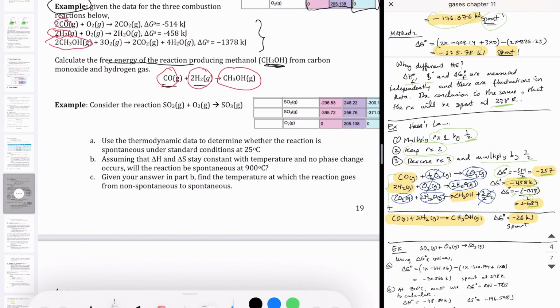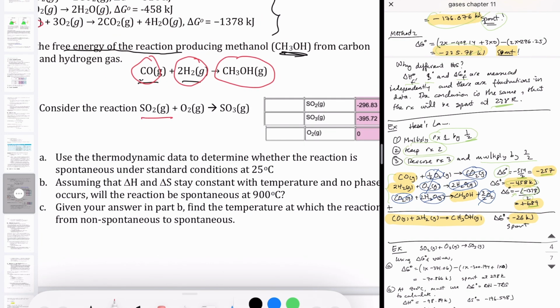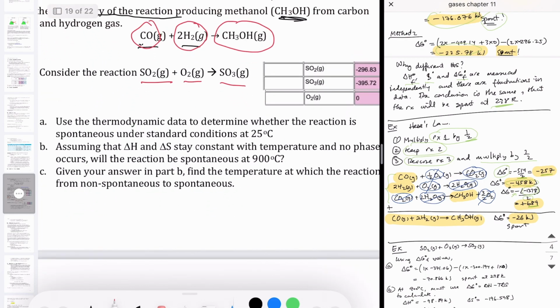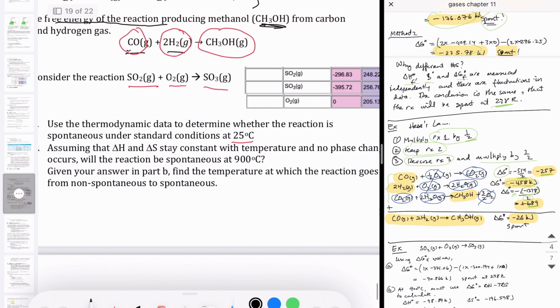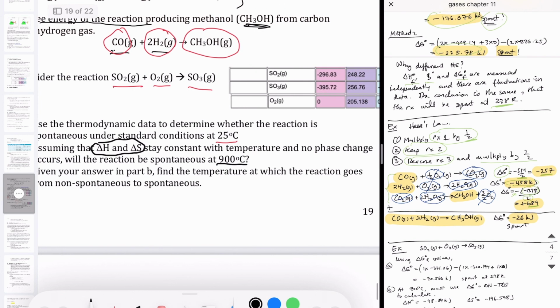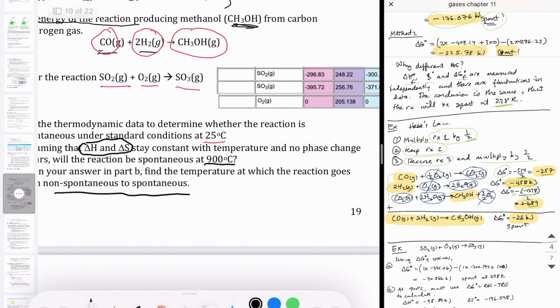Let's now take a look at the last example on the calculation of delta G. So now we're given the reaction SO2 and O2 going to SO3, and we're asked a few questions about it. The first one is to just use the thermodynamic data to determine whether the reaction is spontaneous under standard conditions at 25 degrees Celsius. And then in the second one, we're asked if that reaction is still going to be spontaneous at 900 Celsius. And here we're told to assume that delta H and delta S values stay constant with temperature. And then the last one is we're asked, what is the temperature at which the reaction goes from non-spontaneous to spontaneous? Okay, so we're going to have to calculate a value of temperature there.